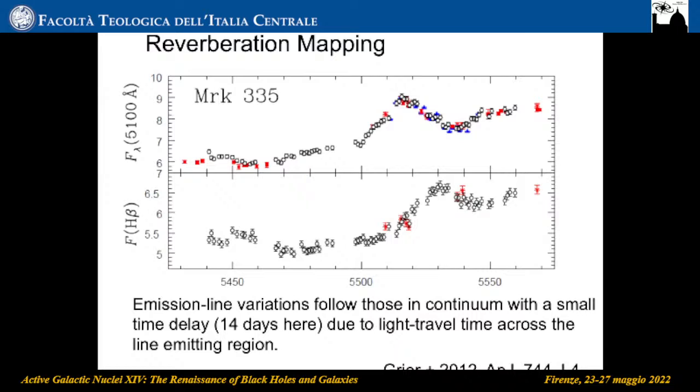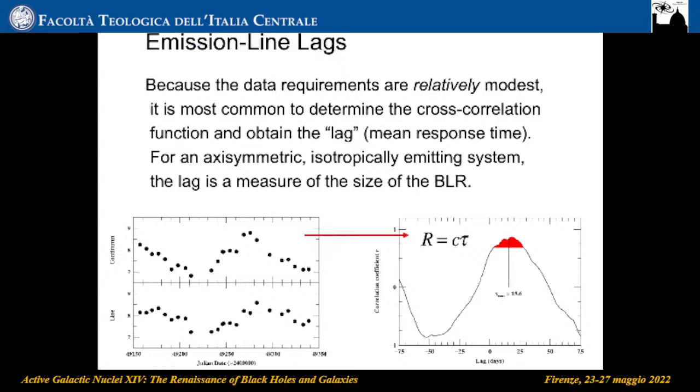If we consider the reverberation mapping technique, we look at the emission line variations that follow those in the continuum with a time delay that goes up to a certain number of days. This delay is due to the light travel time across the line emitting region. So when we consider the lag between the emission line light curve and the continuum light curve, we derive a cross correlation function, and from that we get the measure of the lag.